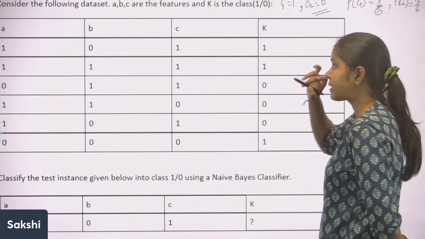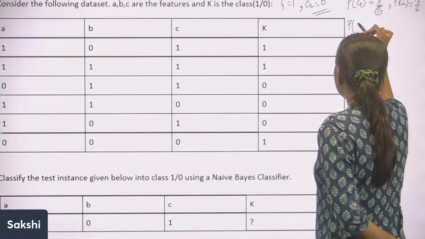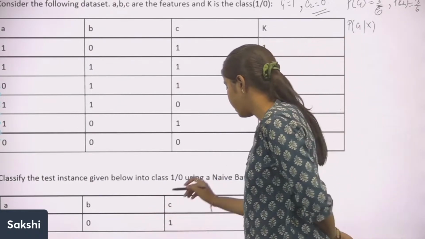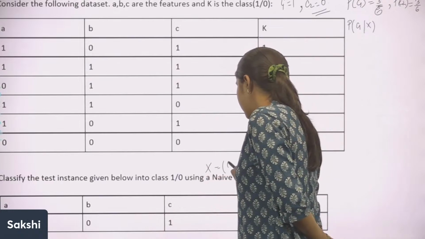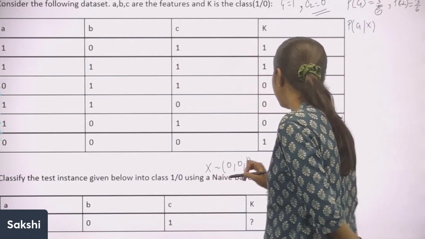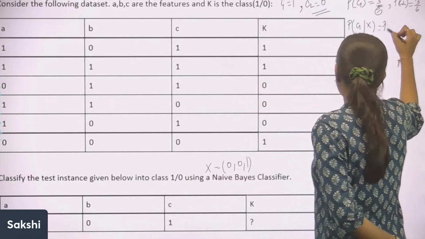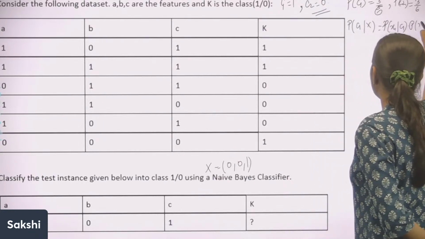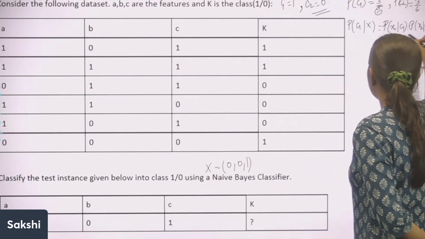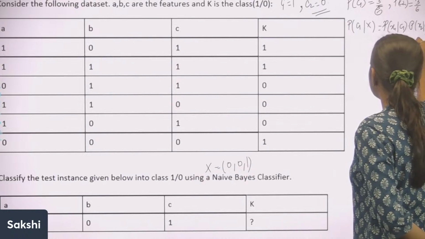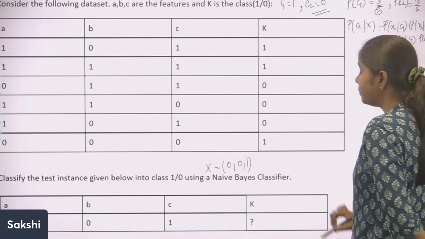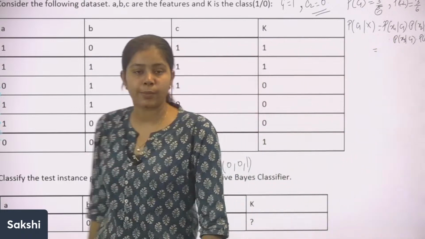Now what would be the next step? I'll find out probability C1 given X, and X is given as 0, 0, 1. Right? So let's find out. It would become probability x1 given c1 into probability x2 given c1 into probability x3 given c1 into probability of c1.